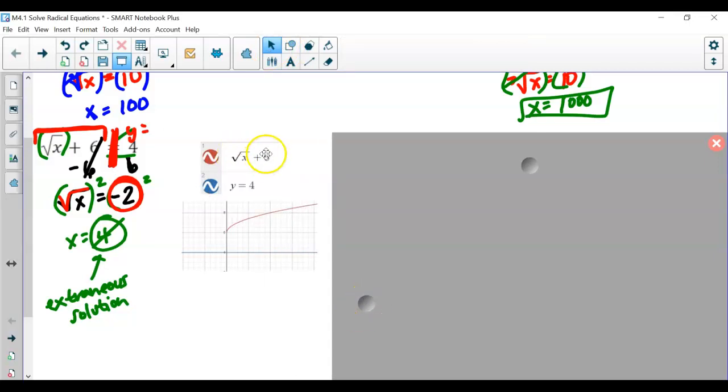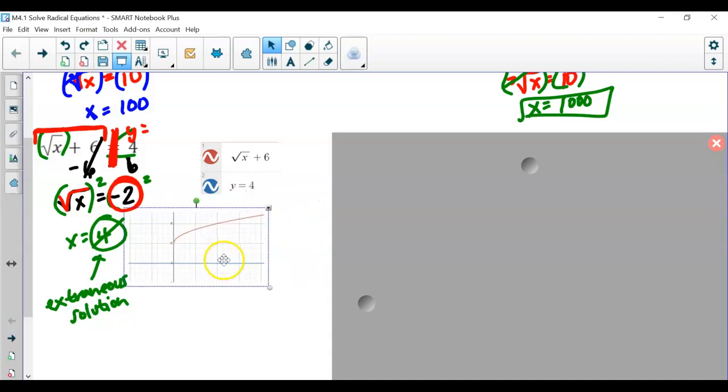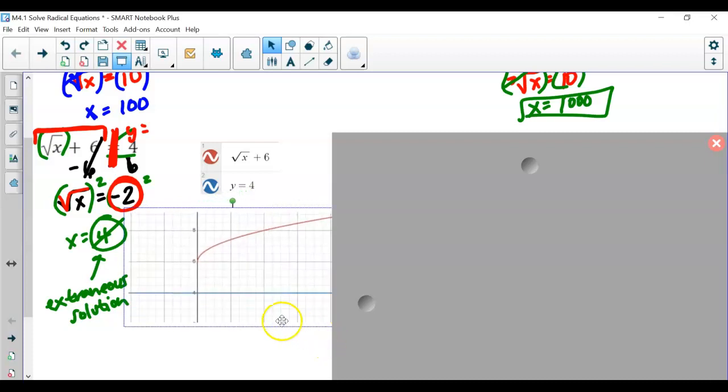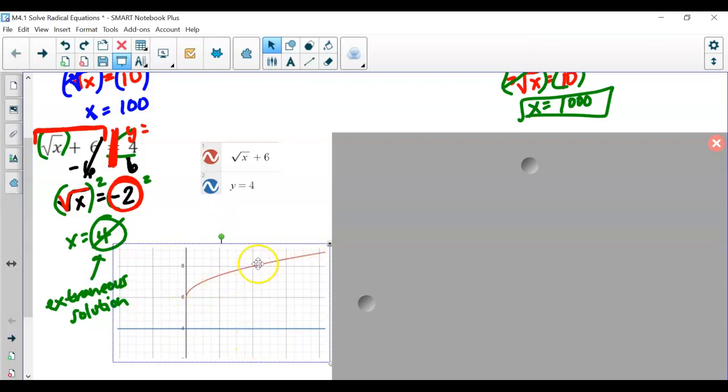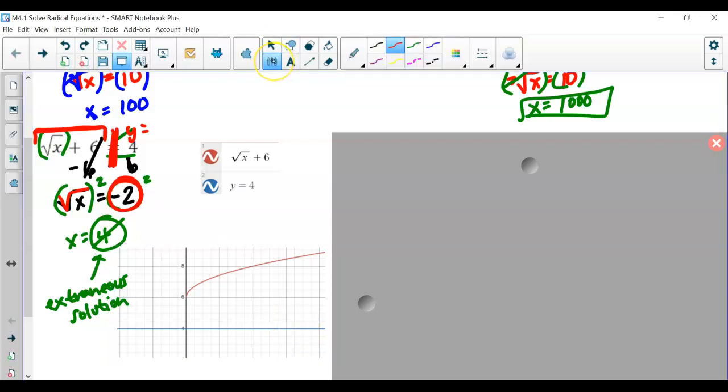So you're going to graph radical x plus 6, and it looks like this. You would graph y is equal to 4, and it shows a straight line. So notice the graph. The solution is going to be where they cross each other. Well, do they cross each other? No. That's why this is considered an extraneous solution. And that means because these graphs never cross each other, we have no solution.